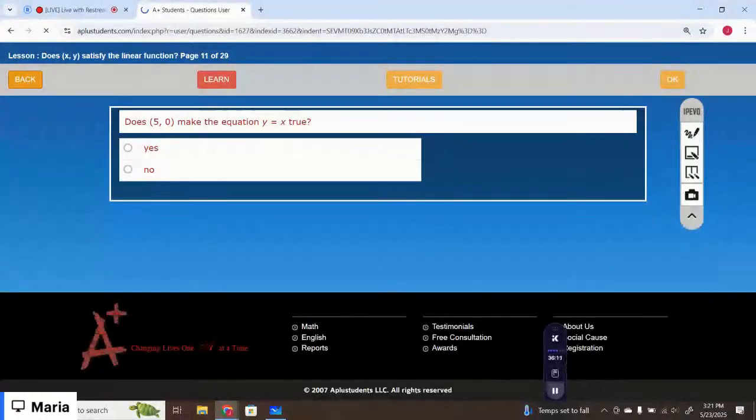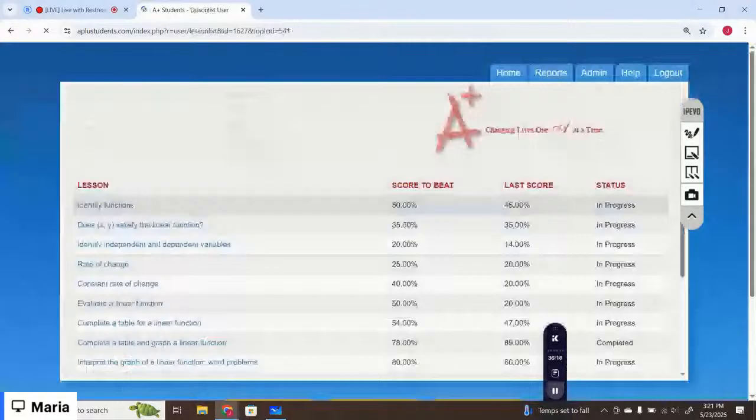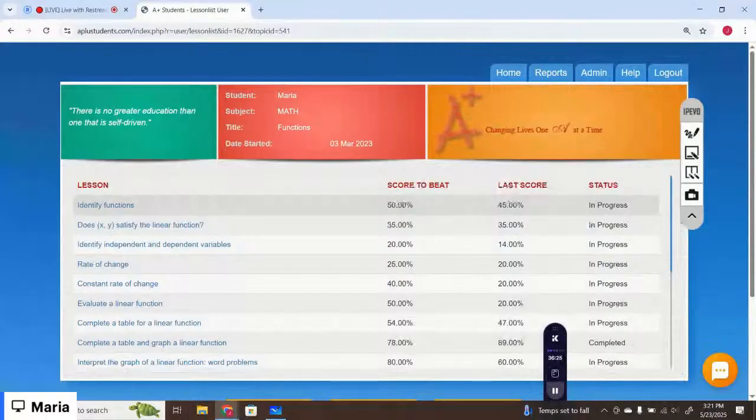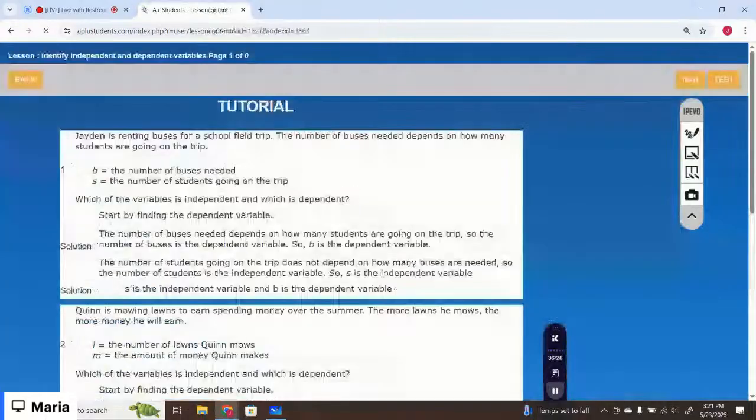The next lesson is identify independent variables. Let's start with the lesson. A trainer is running buses for a school field trip. The number of buses needed depends on how many students are going on the trip. So B equals the number of buses needed and S equals the number of students going on the trip. Which of the variables is independent, and which is dependent?